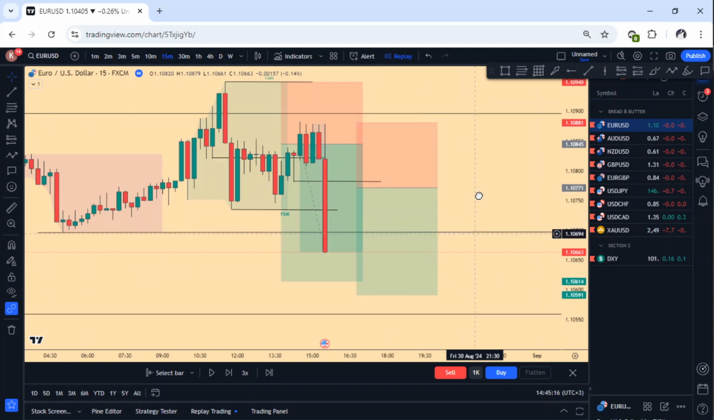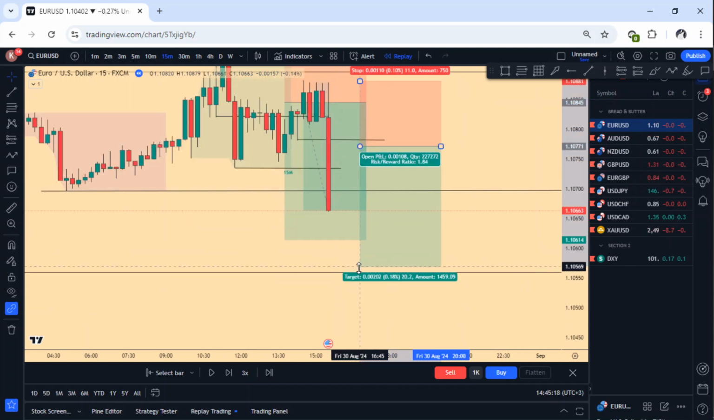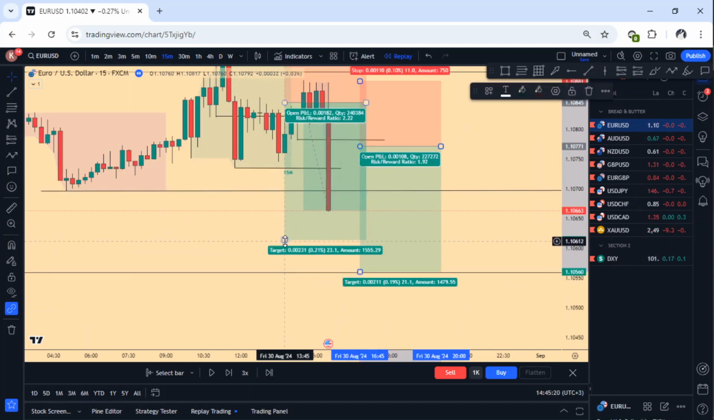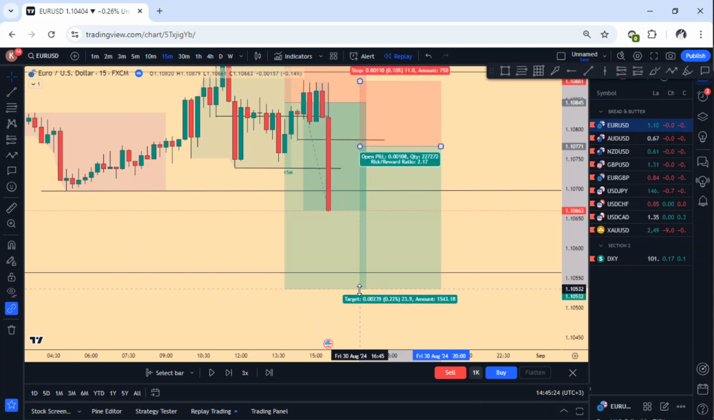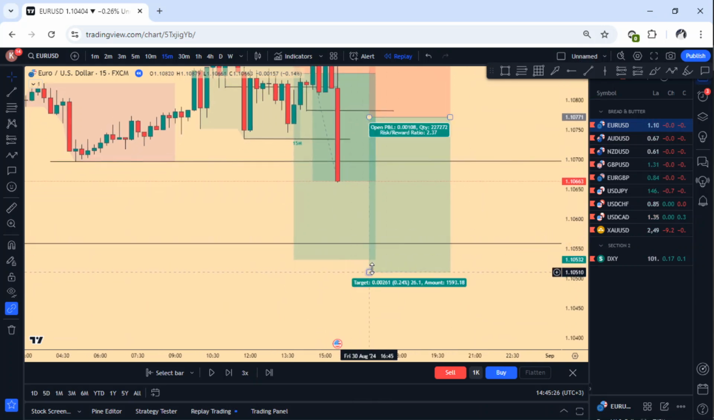1 2 3, because this low should be taken, this low should be taken. So 1 2 3 is there, or 1 2 3 should be somewhere here.